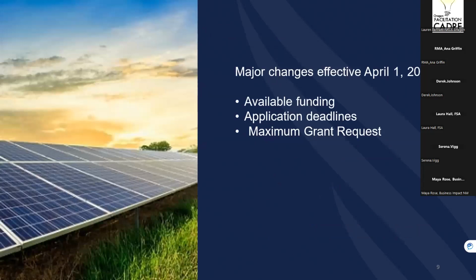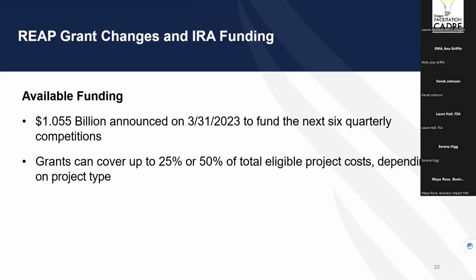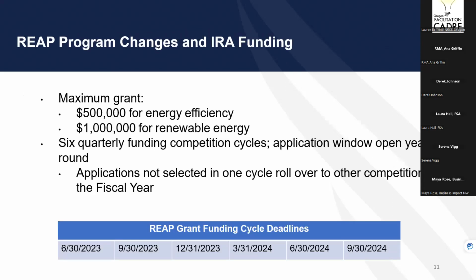We've had a few changes in the program recently, effective April 1st. The biggest changes are to available funding, application deadlines, and the maximum grant request. We had a little over $1 billion released at the end of March to fund the next 6 quarterly competitions for REAP. So one of the biggest changes is that there's more money in the program than there's ever been before. The grants can also cover either 25% or 50% of total eligible project costs, depending on project type, which we'll touch on.